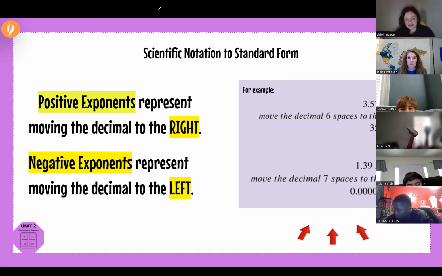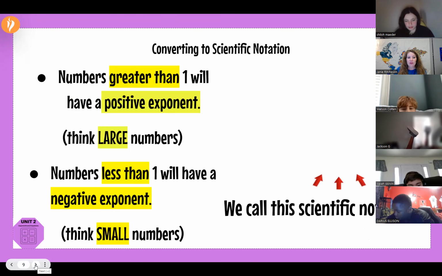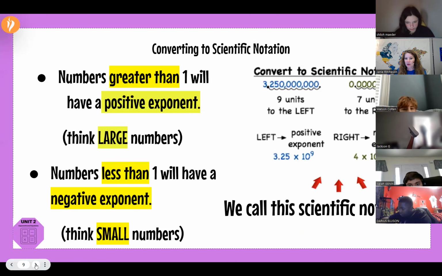Okay. So it says numbers greater than 1 will have a positive exponent. Think large numbers. Numbers less than 1 will have a negative exponent. Think really small numbers. So if we have a number in standard form, we're going to convert these to scientific notation.